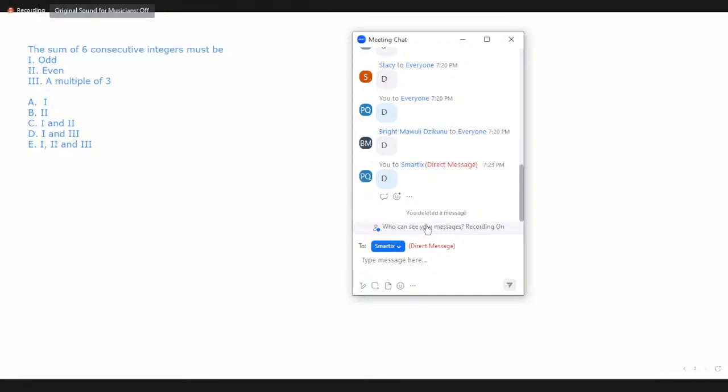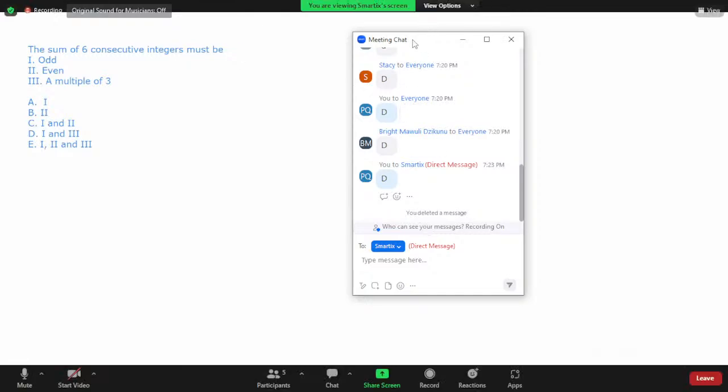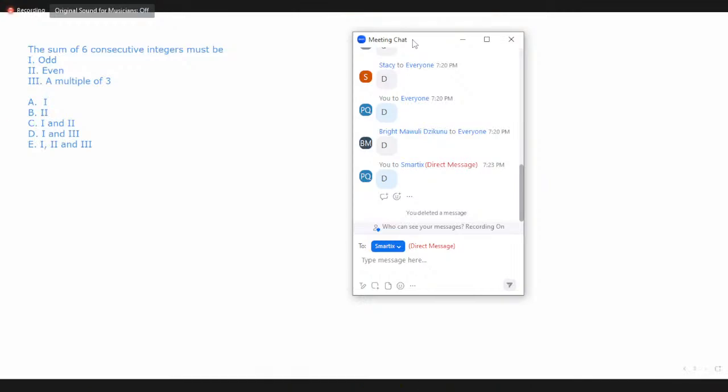All right. So the sum of six consecutive integers must be odd because you're going to have three pairs of two consecutive integers whose sums are odd. So you're going to have odd plus odd plus odd, so you're going to have an odd number for the six numbers. So that means I is wrong. Now, I is, who can give me a good explanation why I is correct?